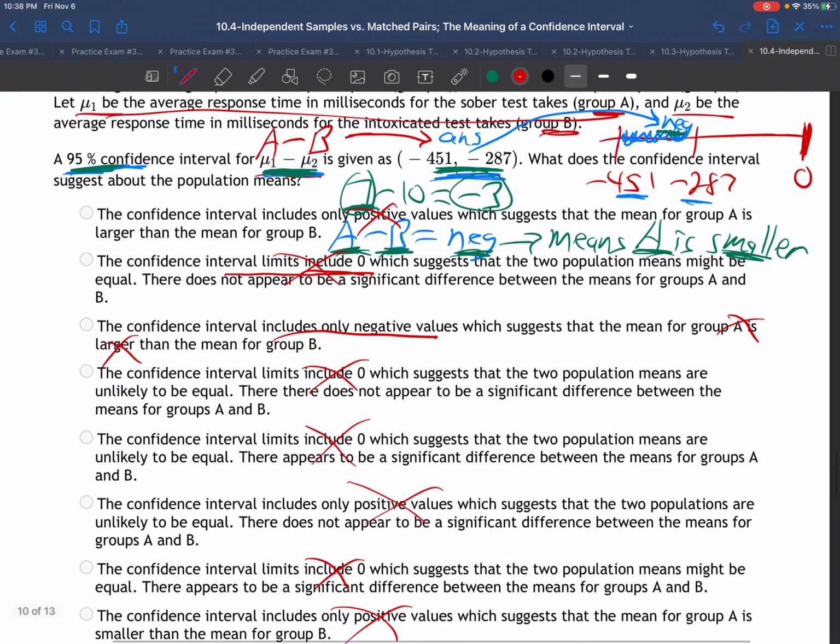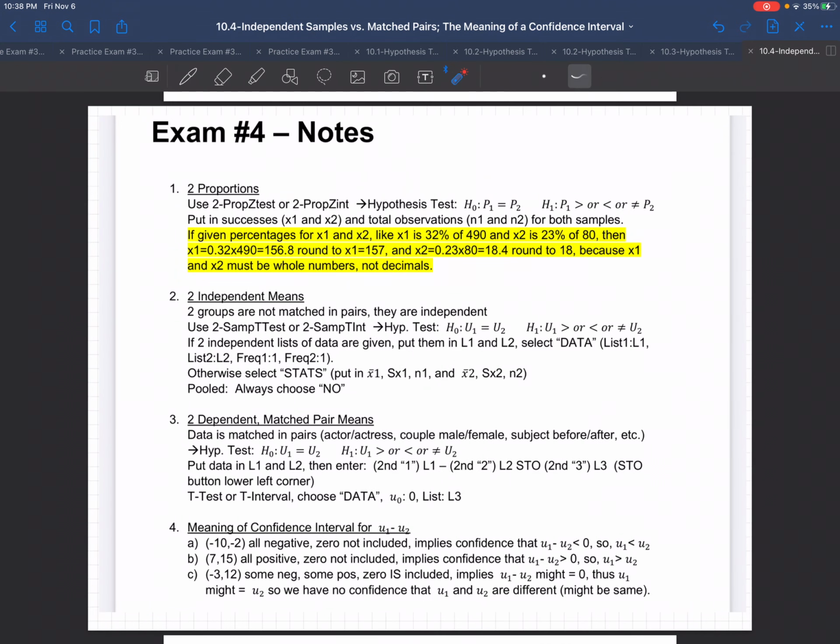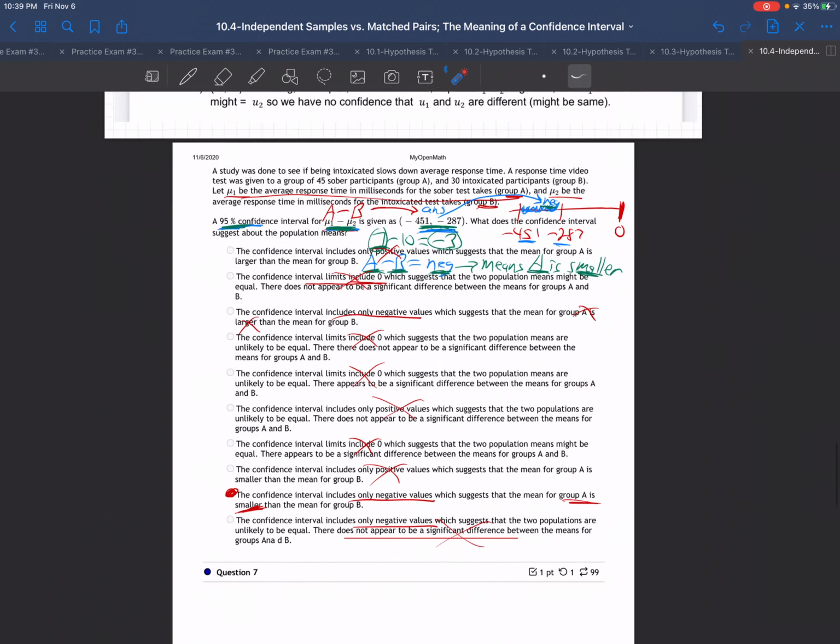And this is also in the notes for the exam. Here's the exam 4 notes. I want to show you where it is here too. So exam 4 notes, if you look down here, the meaning of a confidence interval: both negative, all negative, zero not included, implies that, what? The first one's smaller. mu1 is smaller than mu2. That's what we've said. A is smaller than B when you have all negative. And then there's other cases too. It's all there in the exam 4 notes.